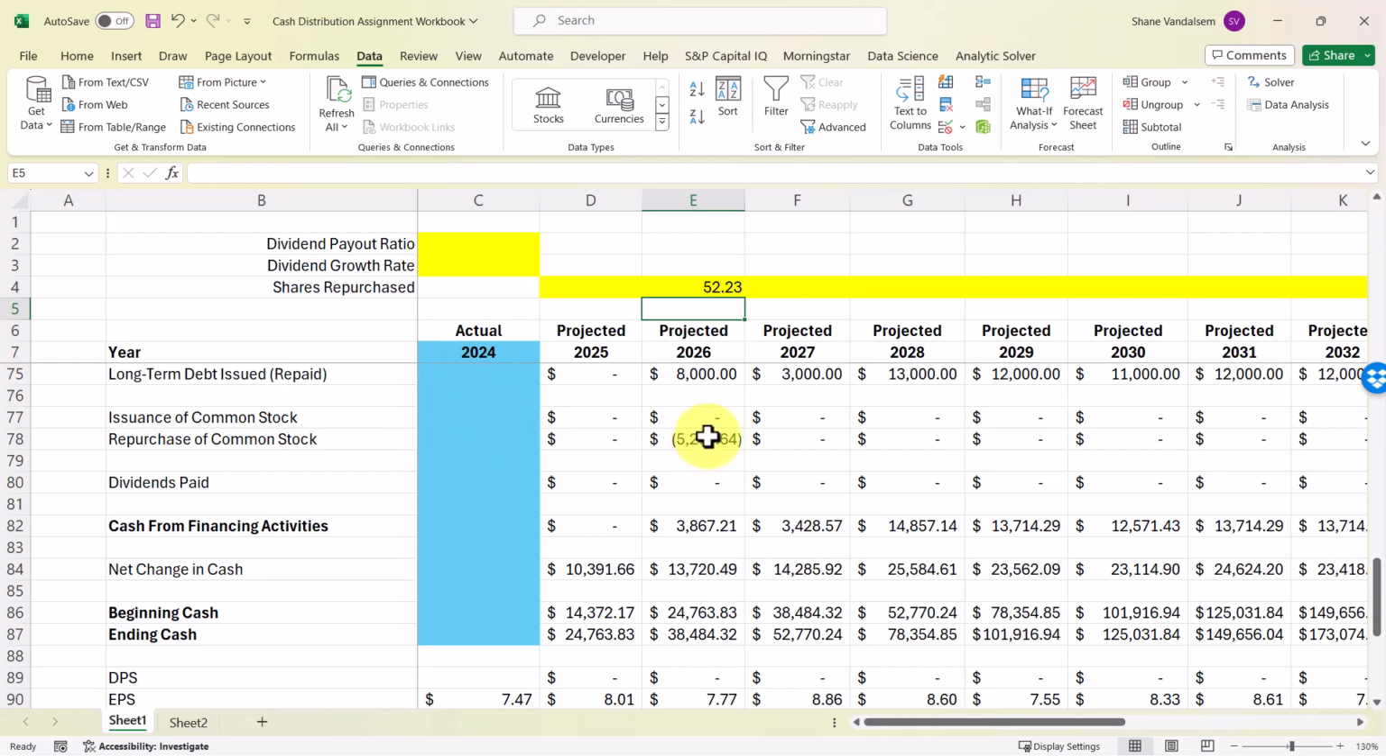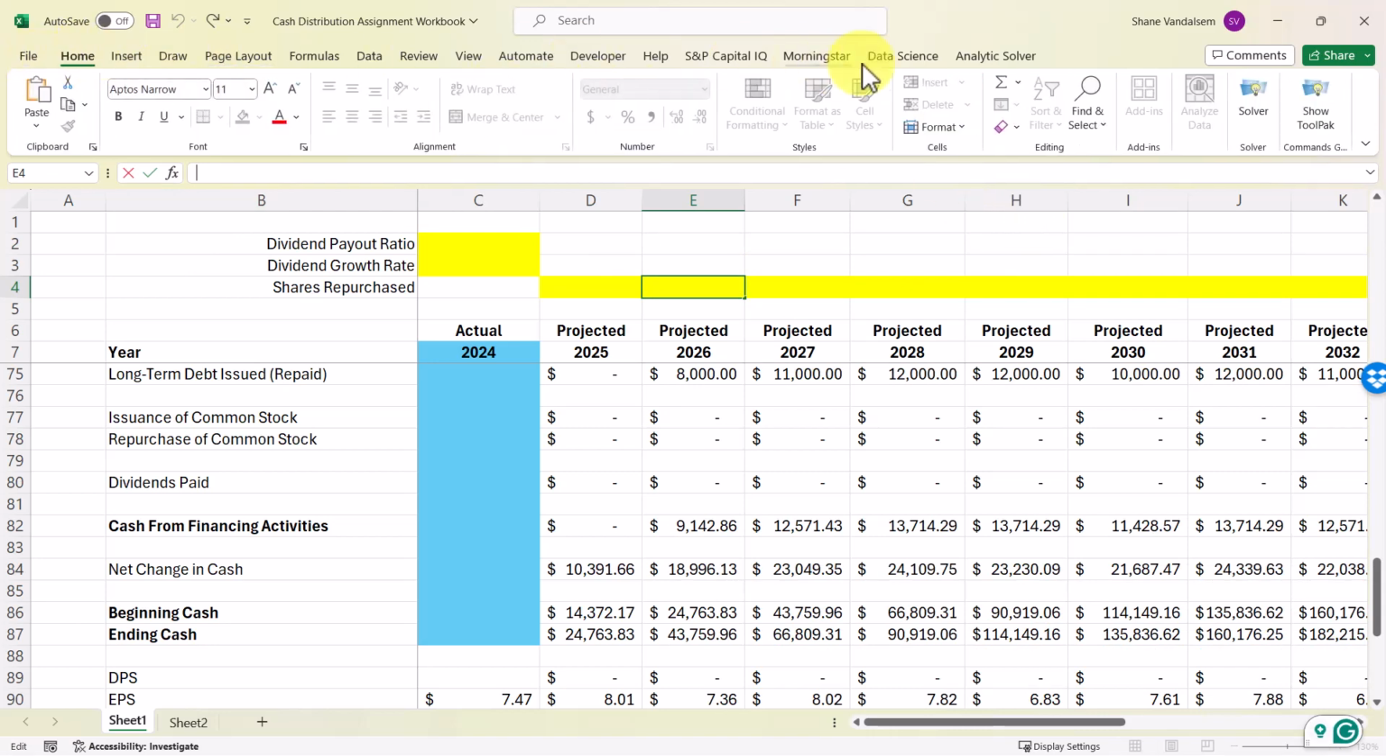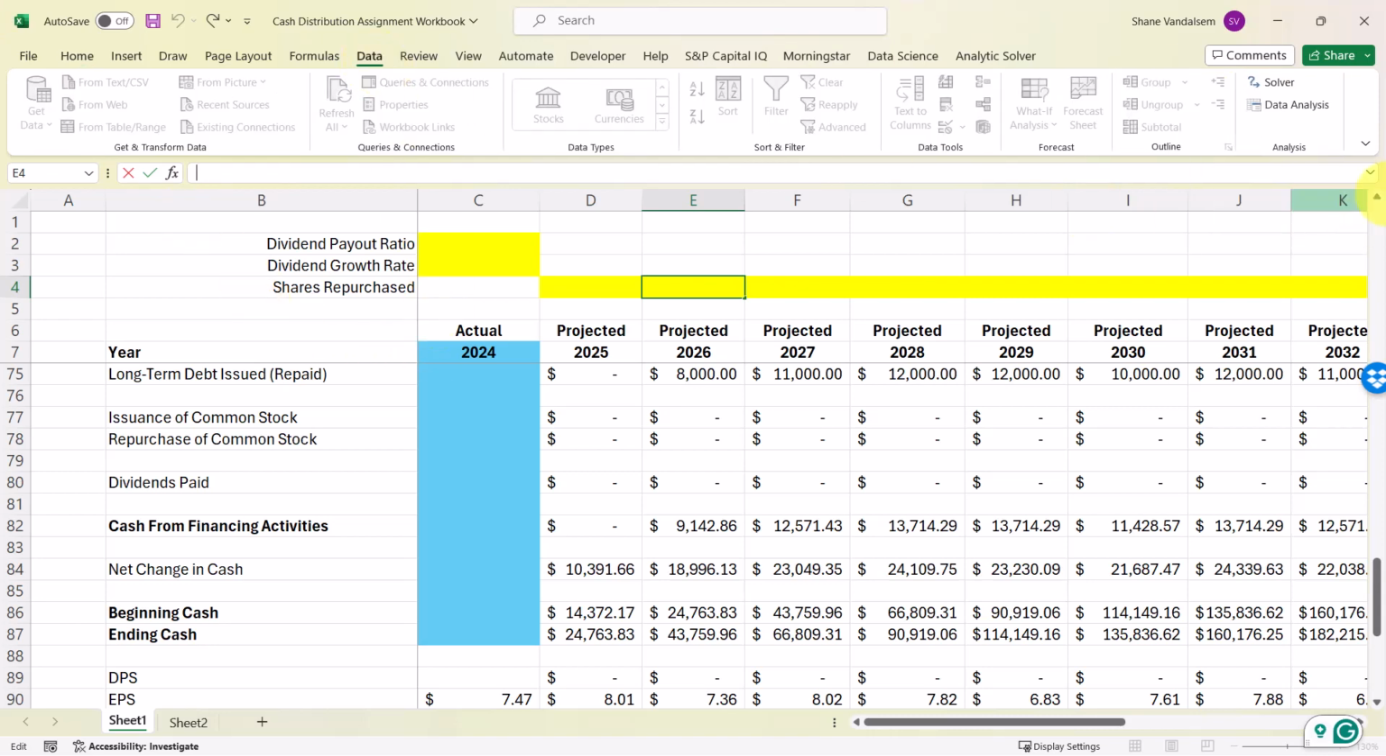So what I want to do is use Solver to determine the number of shares that would get me to $5,000 being repurchased. So I'm going to delete this out, and now I'm going to use Solver to do that. And Solver, if you're in the Home tab, if you look up here, it says Solver. Don't use that one. That's the wrong one to use. We want to go to Data, and up here in the Analysis area, it says Solver. And that's the one we want to use.